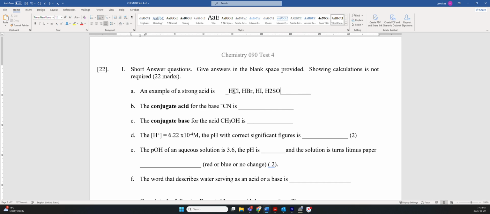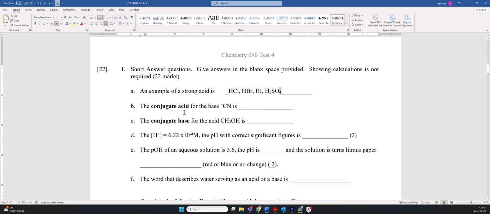Sulfuric acid, H2SO4, is a very strong acid. The other one is nitric acid, HNO3. So any of these guys would do. Okay, so you should hopefully have this in your list.